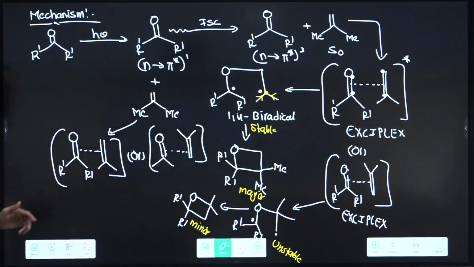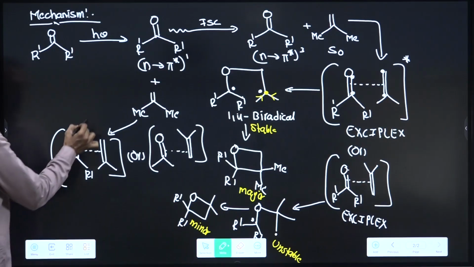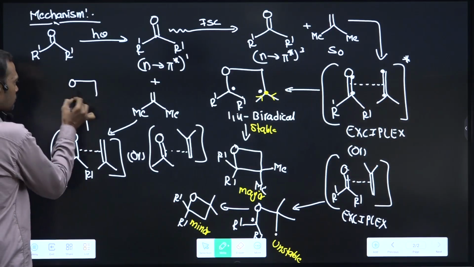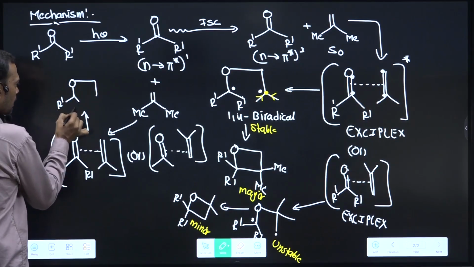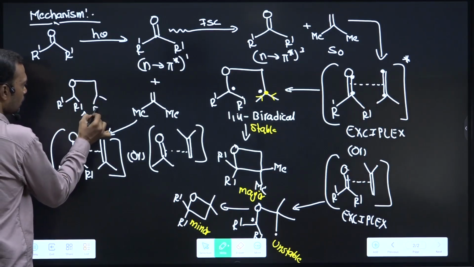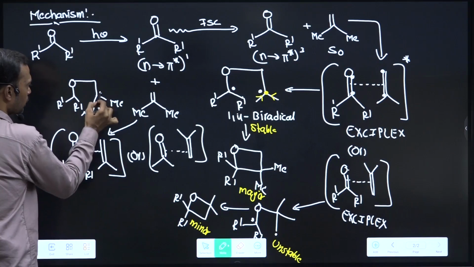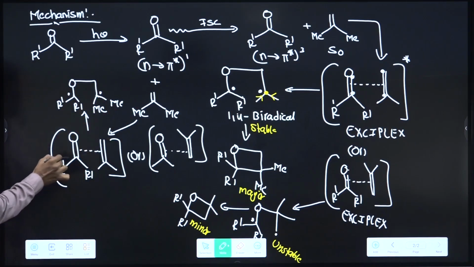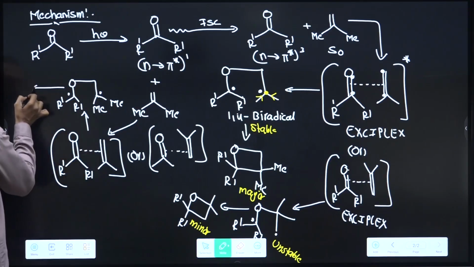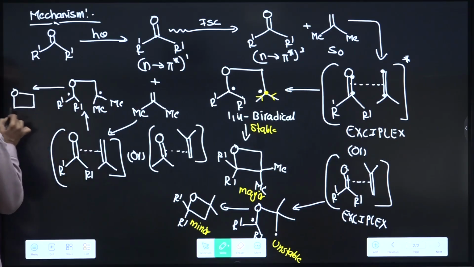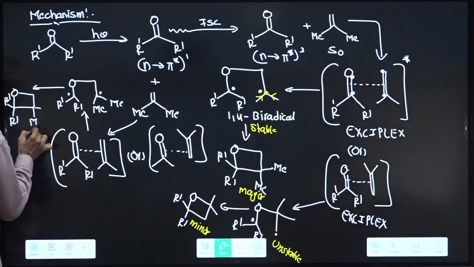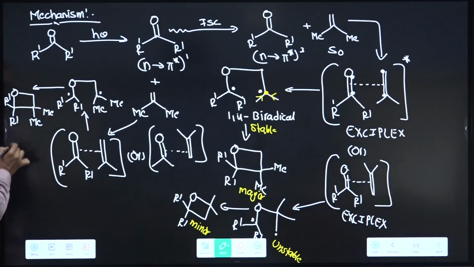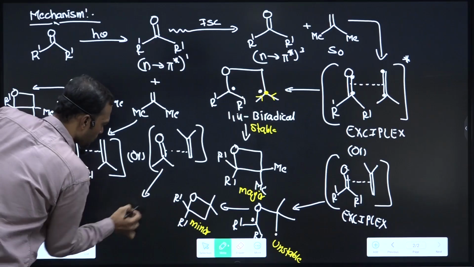Here also the same mechanism or not? See, in this case what will you expect? The intermediate is here R dash, here methyl and here methyl. Will you expect a 1,4 biradical? Is it a 1,4 biradical or not? Now this is combined together and forms a cyclic product. This is R dash, here methyl and this is methyl. Is it major or minor? Major. Now this is one more possibility.